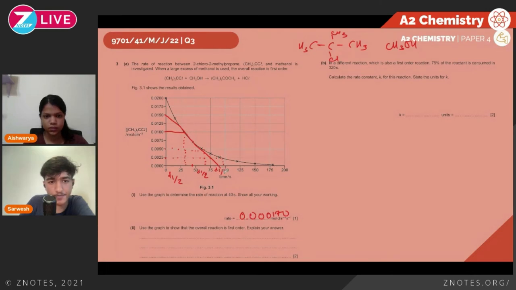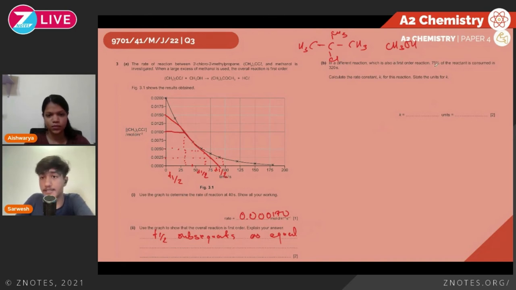You are now supposed to compare these half-lives. In order to show that the overall reaction is first order, you would end up with the subsequent half-lives as equal. In a different reaction, which is also first order, 75% of the reactant is consumed in 320 seconds. Calculate the rate constant k for this reaction.